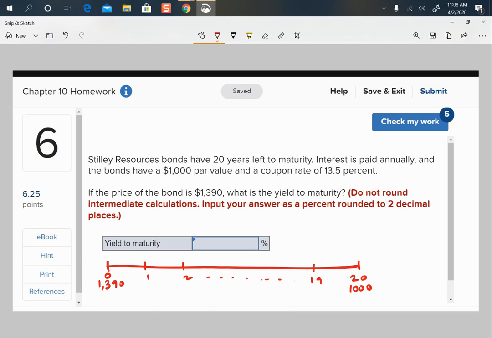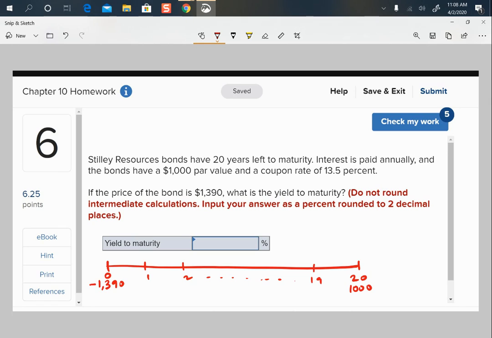If you're the one investing in this bond, you are the investor, so you're going to give up some money today. You're going to pay money for the bond, and how much you're going to pay for this bond is $1,390. So this becomes a cash outflow. You're giving up $1,390 today. In return, what are you getting?